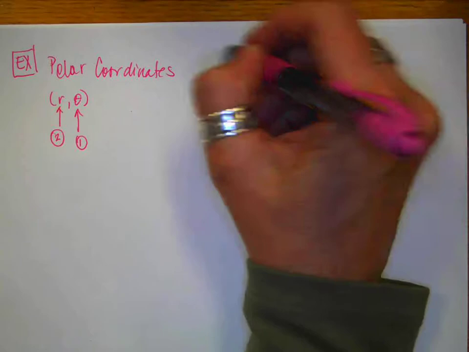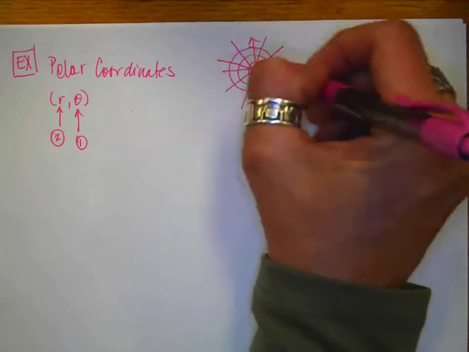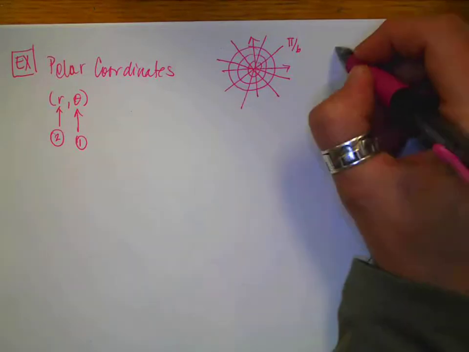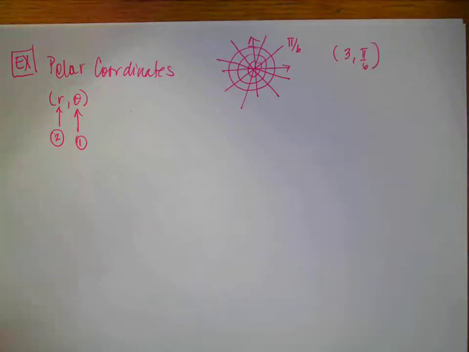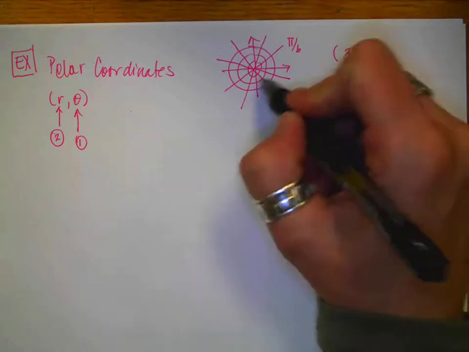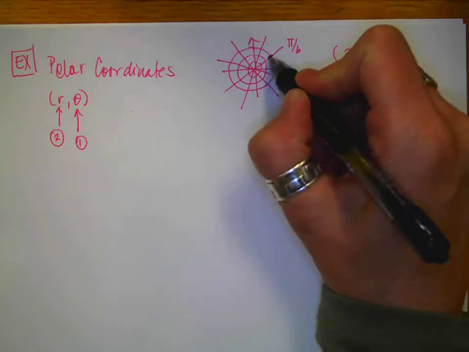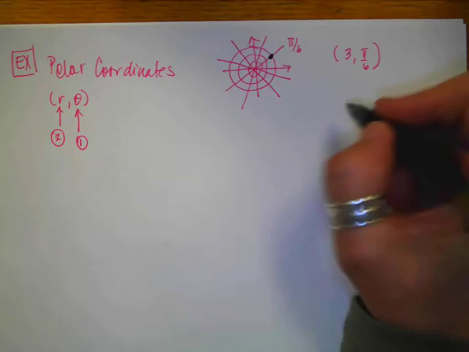Okay, so if I had, we'll just go ahead and do this one right here since I have one. So let's say, get my cute little graph paper in there. Let's say this is pi over 6, and I had the point (3, pi over 6), and I wanted to graph that point. Well, I do the angle first. Here's pi over 6, and then I have 1, 2, 3 for the radius. So there's the point (3, pi over 6).